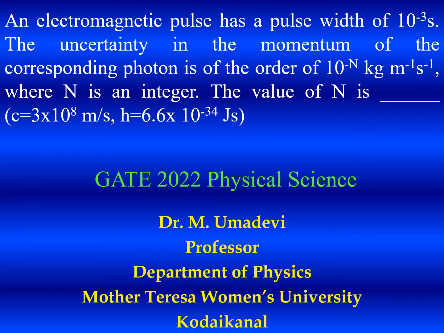Now we'll see a problem related to the uncertainty principle. The problem is that an electromagnetic pulse has a pulse width of 10 power minus 3 seconds. The uncertainty in the momentum of the corresponding photon is of the order of 10 power minus n kg per meter per second, where n is an integer. Now the value of n is, given the values for c and h. This problem occurred in GATE 2022 in physical science.